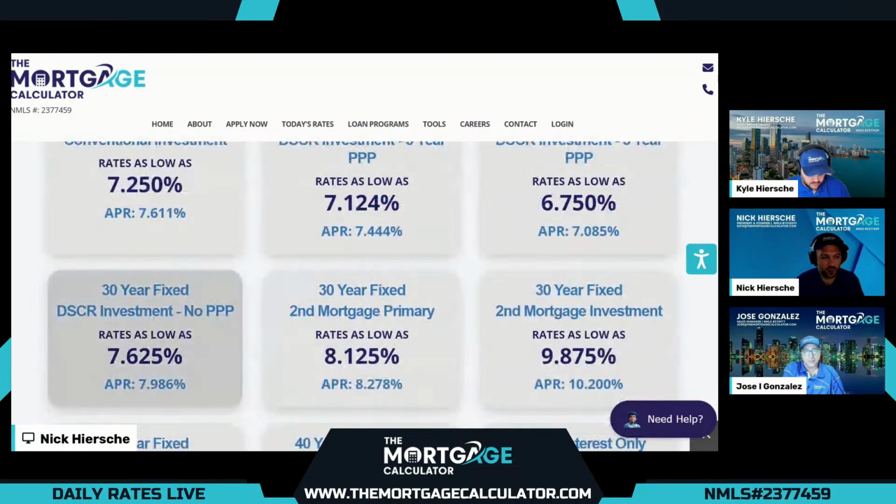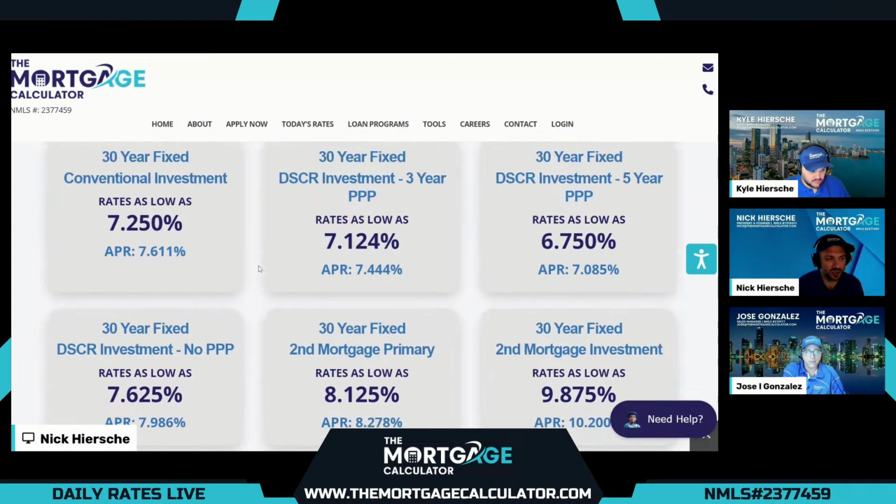And the final DSCR option we present here is our no prepayment penalty option. Some states don't allow a prepayment penalty, and some investors don't want one. No problem, we have that option. 7.625 rate, final APR comes in at 7.986. So still pretty comparable, just a touch higher. So again, many investors prefer DSCR to conventional, much less documentation, and all this great stuff that comes with it.